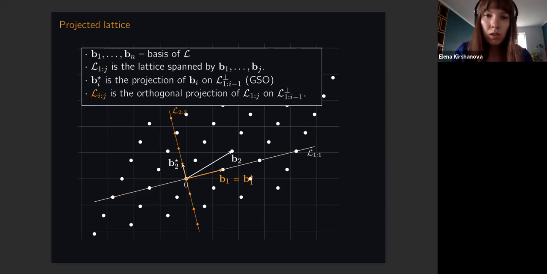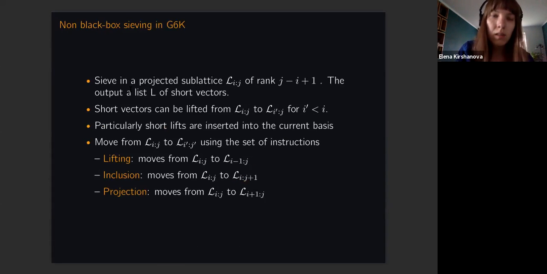With this notation, which is a standard notation for lattices, we could define SVP sieve in a non-black box manner. The main feature of Jessica, of the kernel of the algorithms we implemented, is that we play in between several sets of instructions that move from one projected sublattice to another projected sublattice.